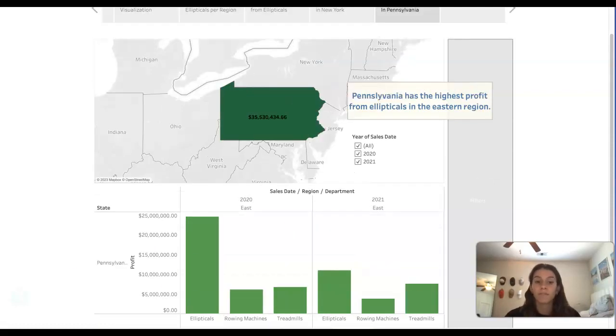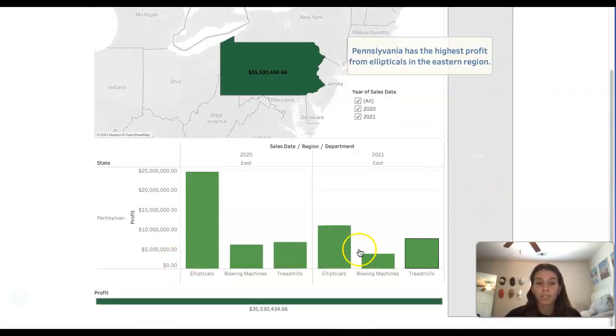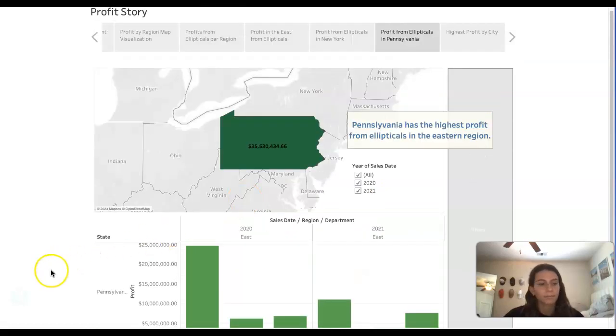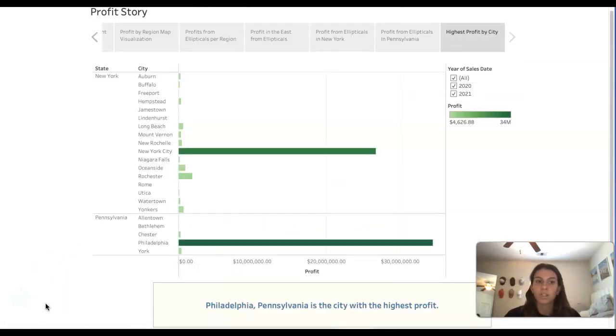Next, I did the same thing for the state of Pennsylvania. We could see all the data here, ellipticals clearly being the highest in both years. Now this is where I wanted to see which city had the most profit.